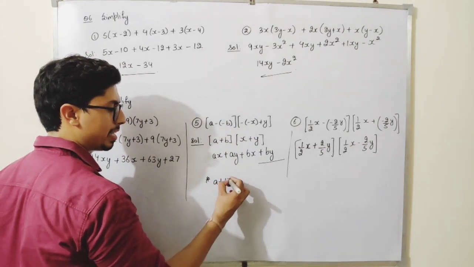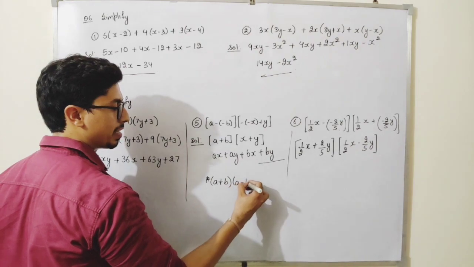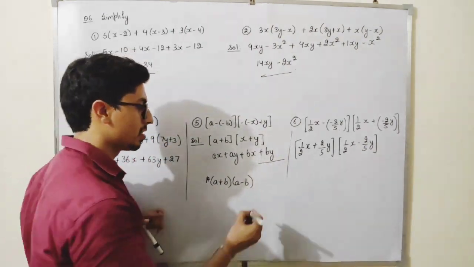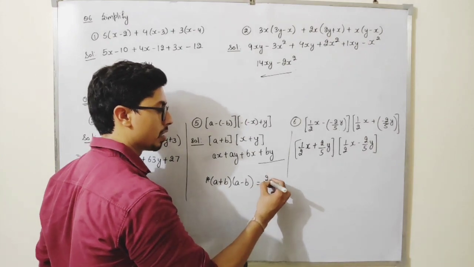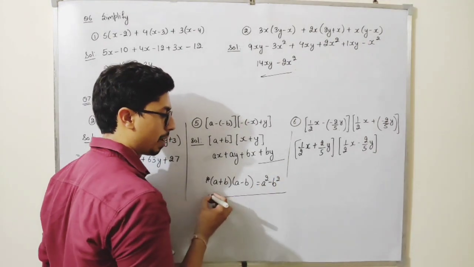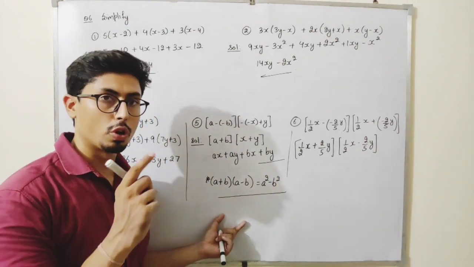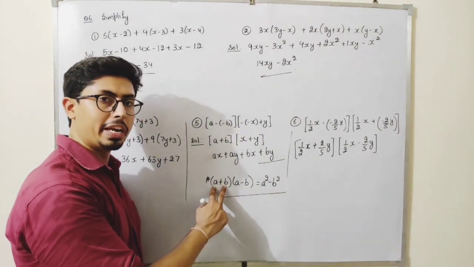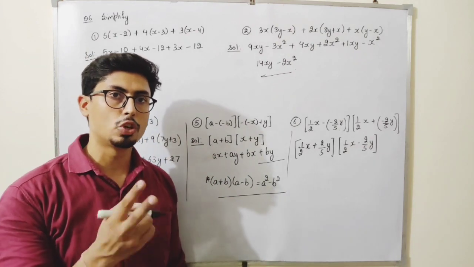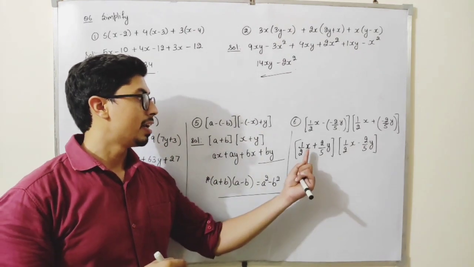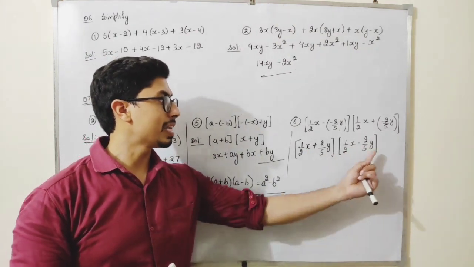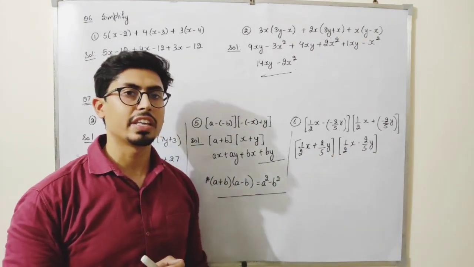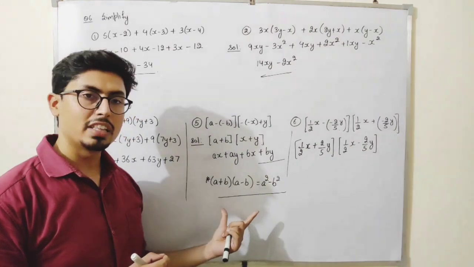See, a plus b into a minus b. The formula is a plus b into a minus b. This is a square minus b square. Just learn this formula because this will help you in future also. Okay. See, a plus b. See, two numbers should be in addition and both two numbers should be in subtraction. See, these numbers are same. In one factor they are in addition, in other factor they are in subtraction. So I can apply this formula.